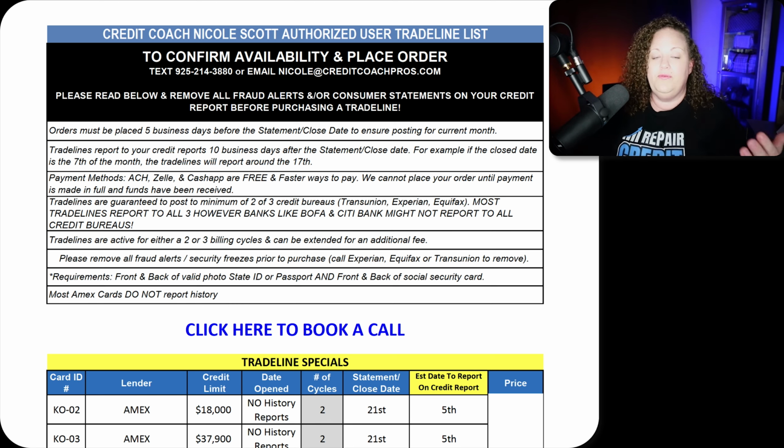Now, I provide trade lines to my clients, and we guarantee our trade lines to post to a minimum of 2 out of the 3 credit bureaus. The only reason why it would not post to the 3rd credit bureau is because this card simply does not report to that credit bureau, or you may have a fraud alert on your credit report.